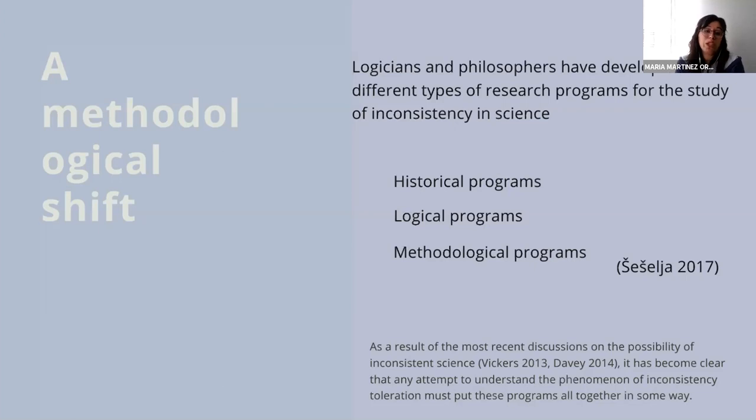And then we have the methodological programs, which are more reflective on the results of these two accounts. Methodological programs focus on questions such as: which was the role that consistency or contradictions played for theory acceptance, theory choice, or the rejection of a particular theory? What normative things can we conclude from looking at the historical record? Or what normative things can we say about the scientific enterprise in general?